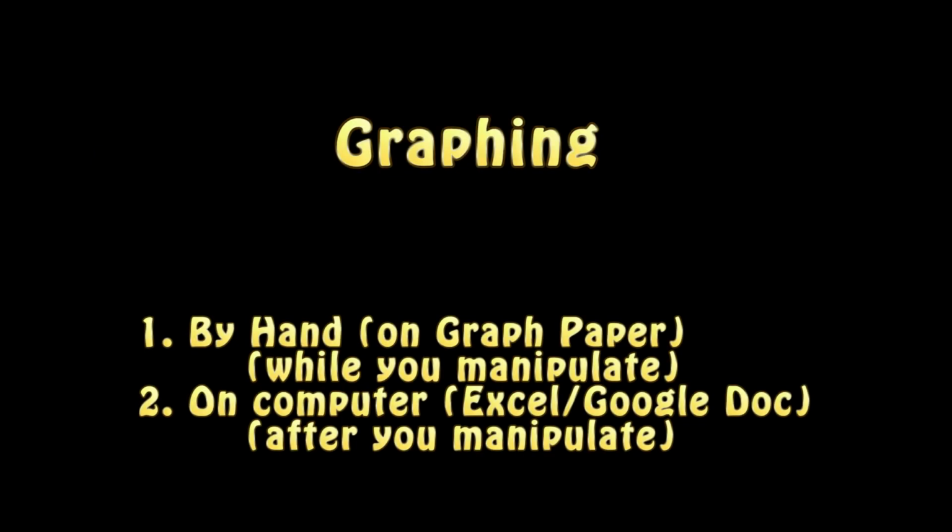There are two basic ways to do graphing. One is by hand on graph paper, which you do while you're manipulating, or on a computer using Excel or Google Docs or some other program, which you type in your numbers and do after you manipulate. The traditional way to do graphing is by hand on graph paper while you manipulate. While doing a wheel pack scan, you write down the contact points as well as make a dot on the graph. It's low tech and simple.